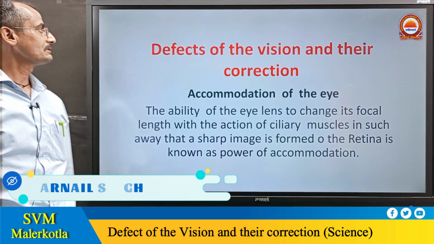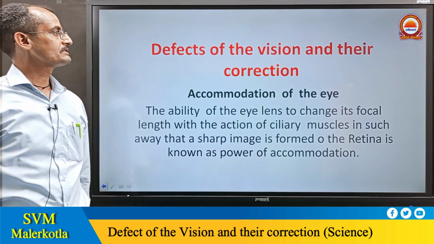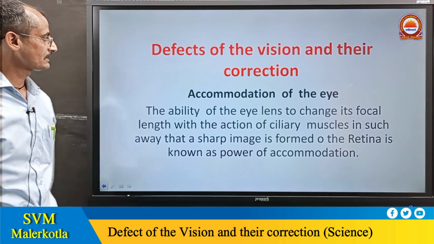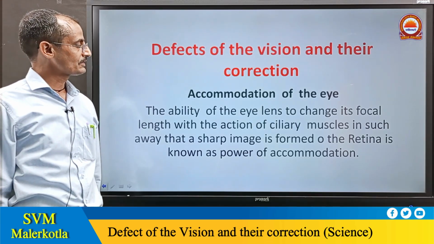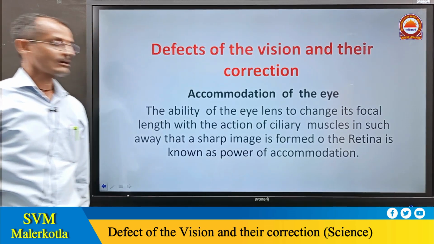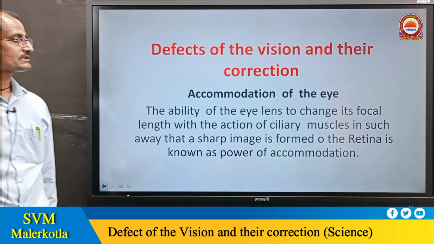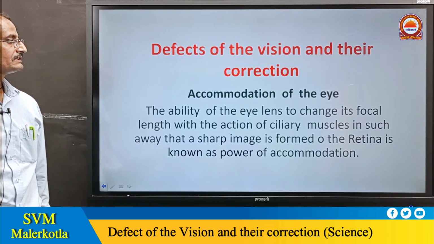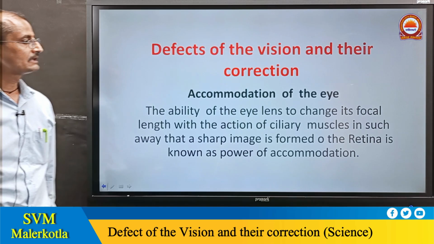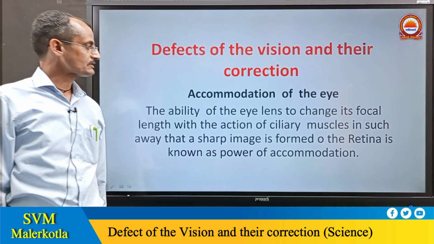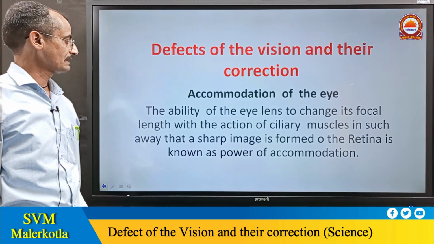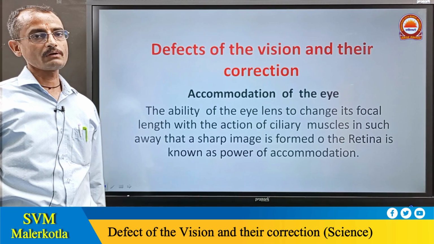Today I am going to discuss defects in vision and their correction. So first, accommodation of the eye. Accommodation of the eye is the ability of the eye lens to change its focal length with the action of ciliary muscles in such a way that a sharp image is formed on the retina. That is known as power of accommodation.